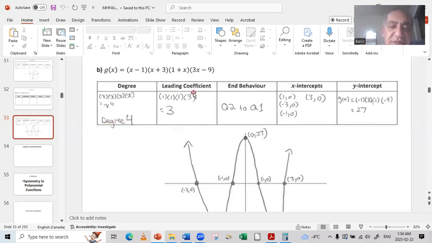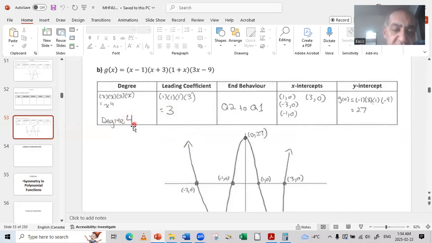The leading coefficient, how did I get the leading coefficient? Because I have here 1x, this is 1, the second one. This is the third one. And this is the 3 in front of the x, the fourth one. So 1 times 1 times 1 times 3, the leading coefficient would be 3. When you multiply them, the leading coefficient will be 3.